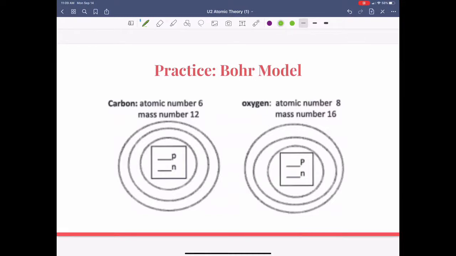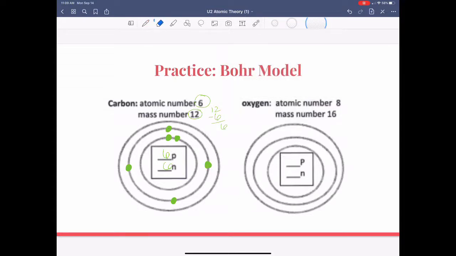Next, I have carbon, atomic number 6. So that's my 6 protons. I have a mass number of 12, so 12 minus 6 gives me 6 neutrons. All right, and then I'm going to place my electrons around my atom. First shell can only hold 2. Remember, 1, 2. And then 3, 4, 5, 6. All right, and I've placed all of my electrons. That's it. All right, that's all you have to do. The next one, let's look at oxygen here.